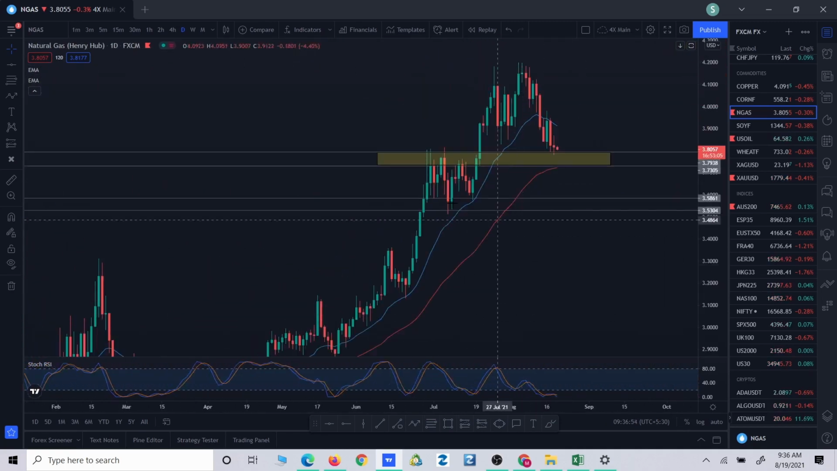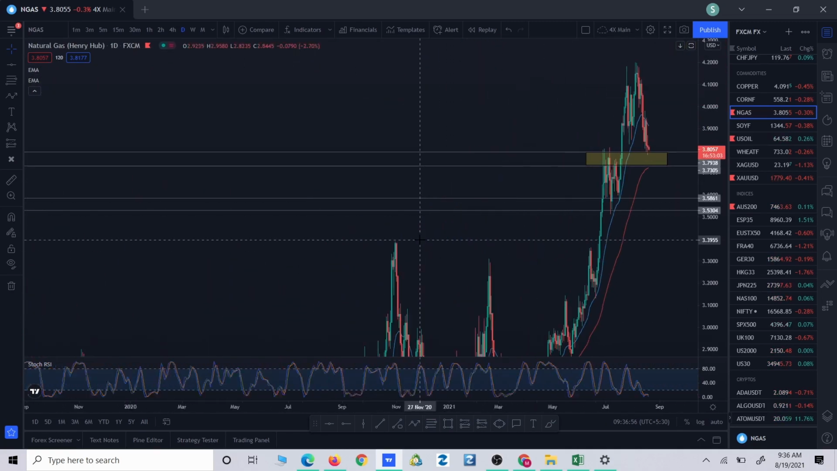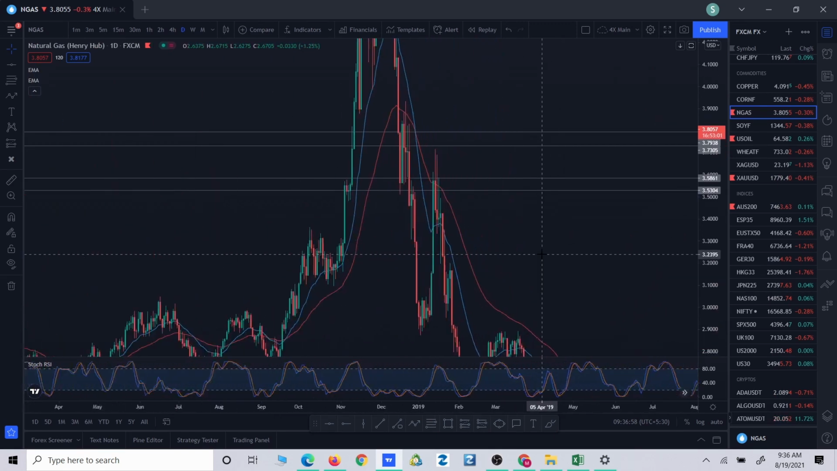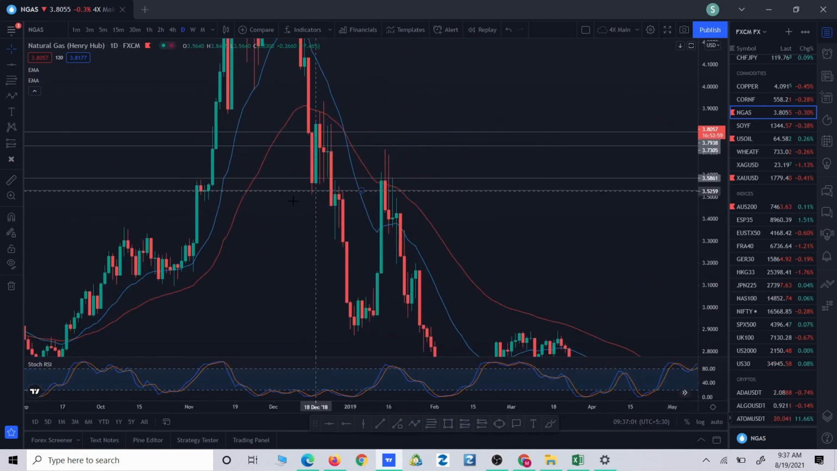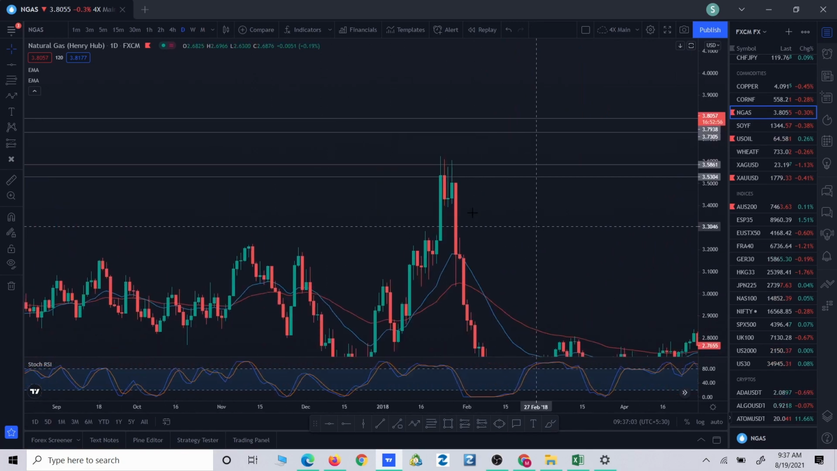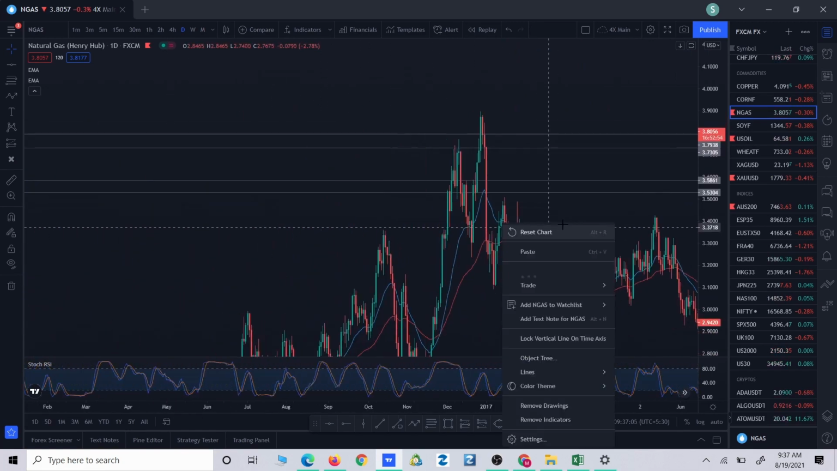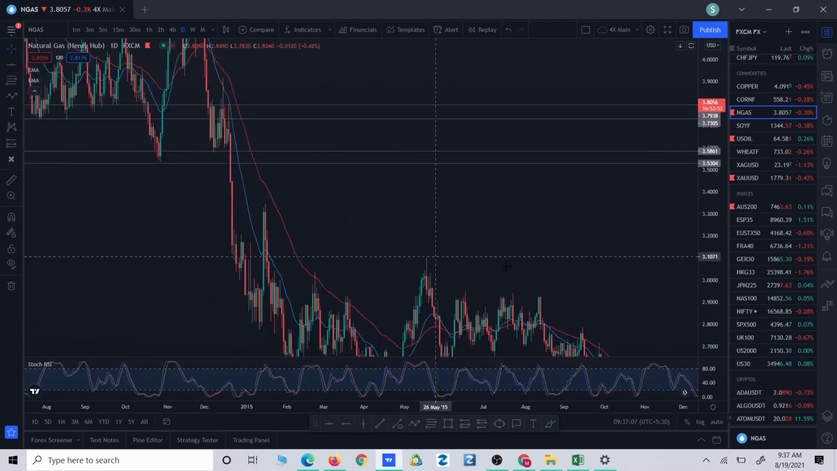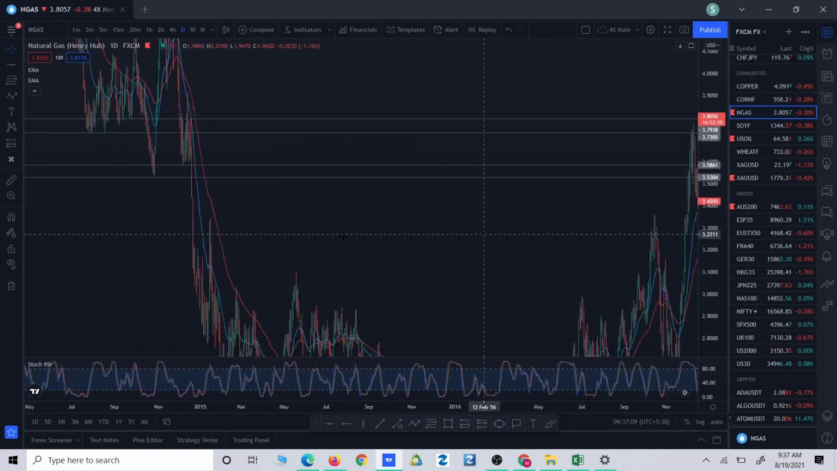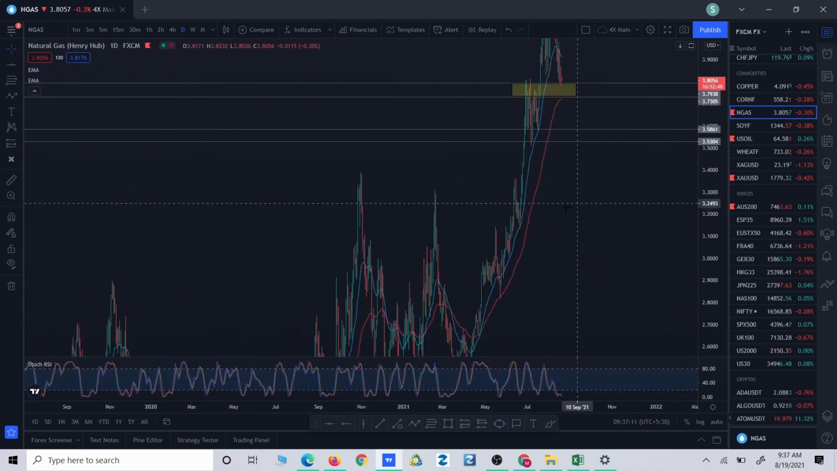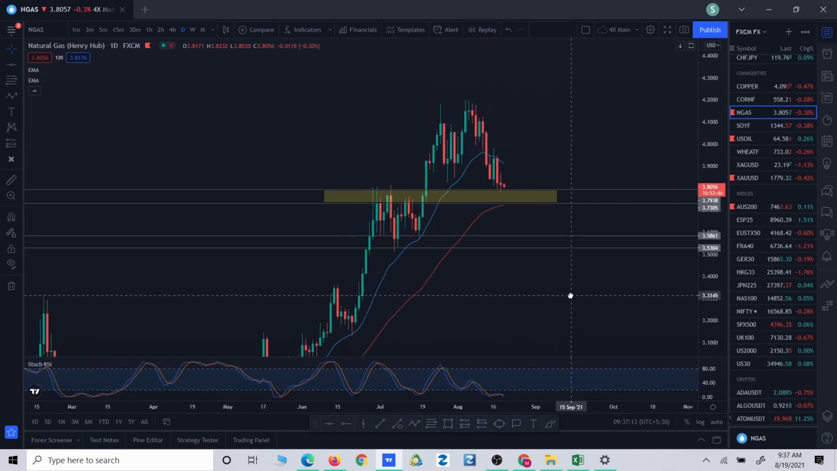Now let's talk about this zone. It's 1, 2, 3, 4, and 5. We have 6 and 7. So both of the zones have been retested multiple times. So these are very strong zones.